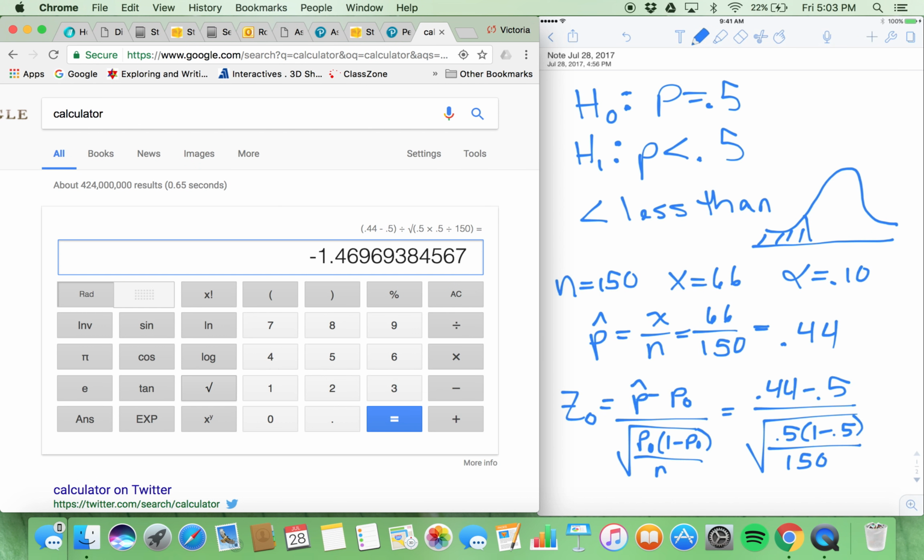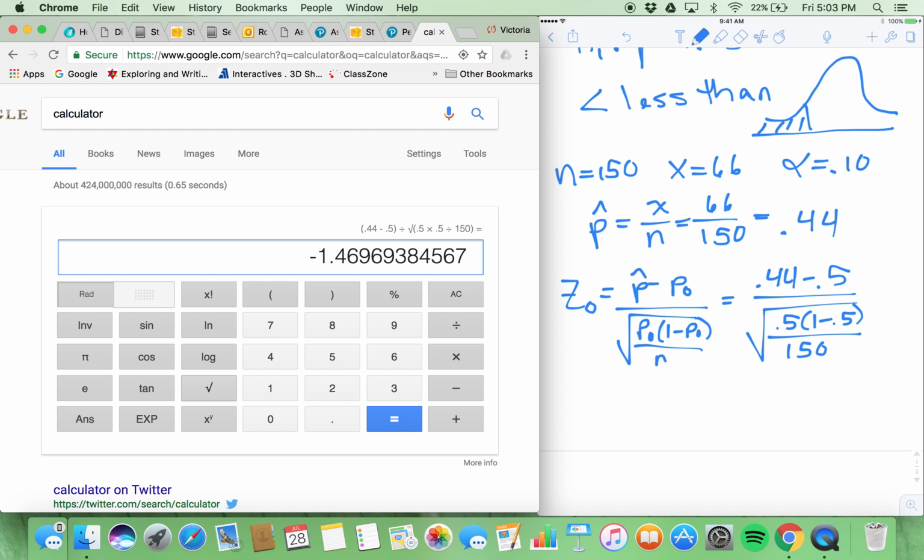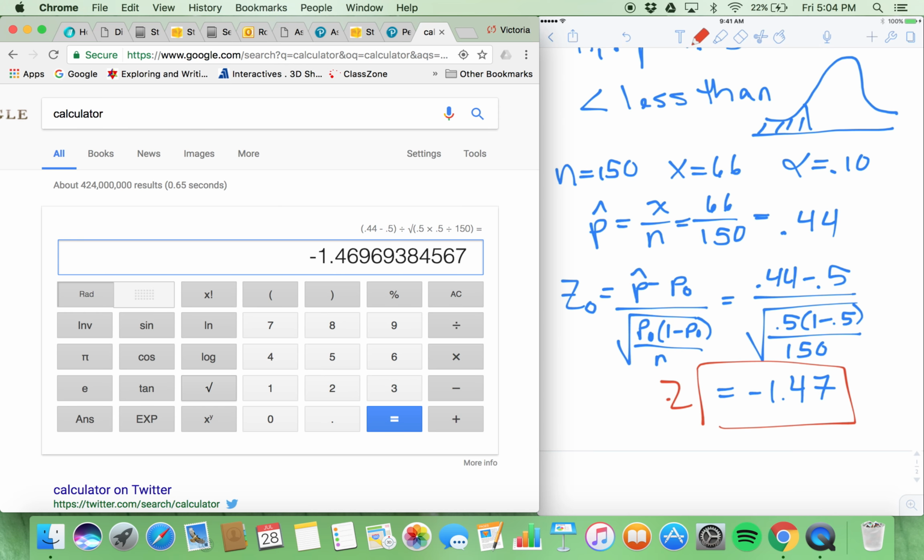Okay, and that gets me approximately negative 1.47. I'm going to round, so I'm just going to move this up here. So that's going to equal negative 1.47. So this is my test statistic Z naught. Let me put a different color. We'll box that in here with red. So this is my Z naught.